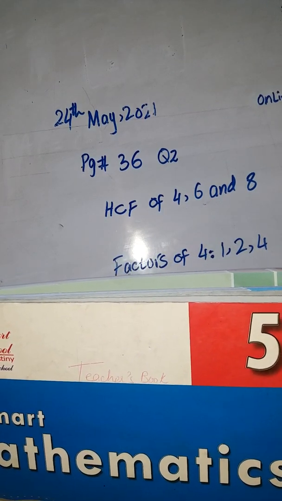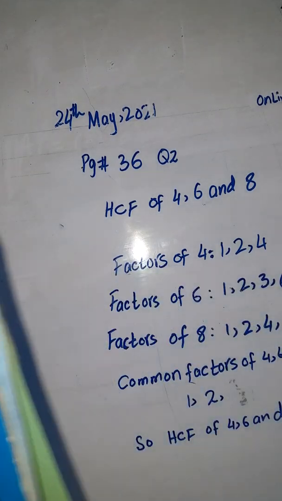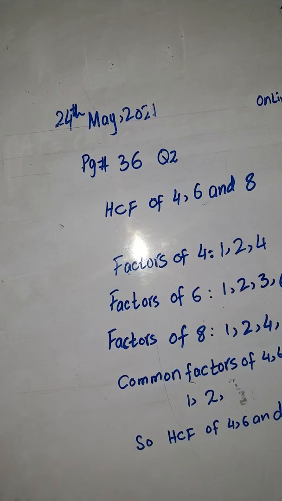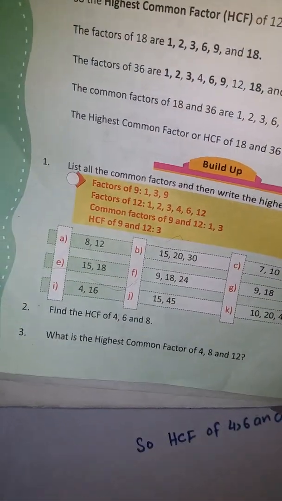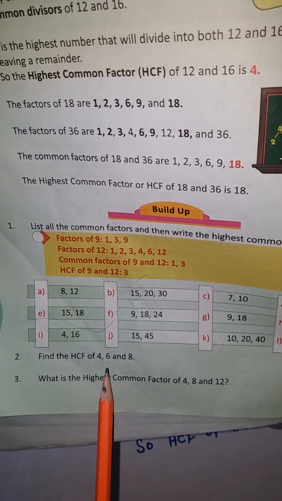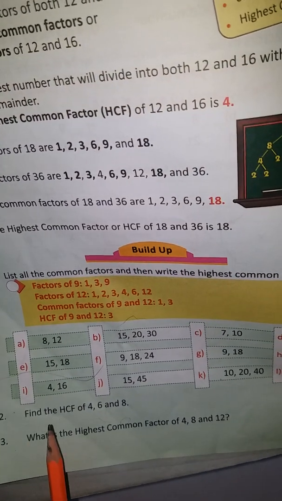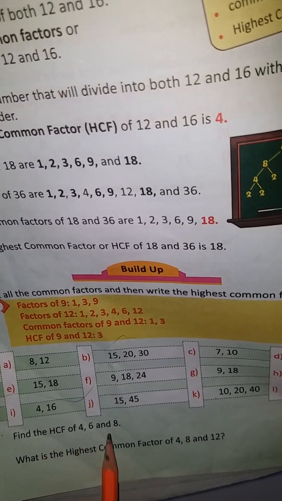Grade 5, open up your smart mathematics books, page number 36, question number 2. Page 36, question number 2, build up. You can see this question. Find the HCF of 4, 6 and 8. So, to find the HCF, highest common factor of 4, 6 and 8.